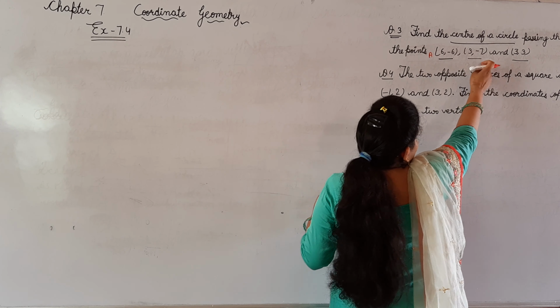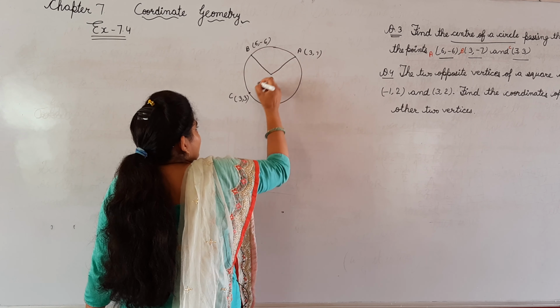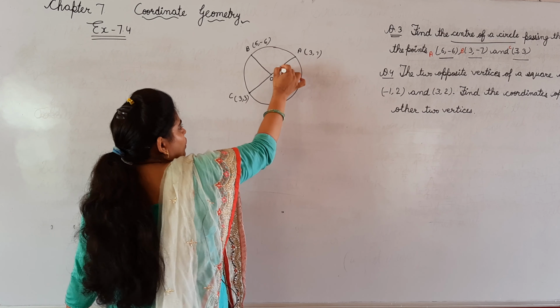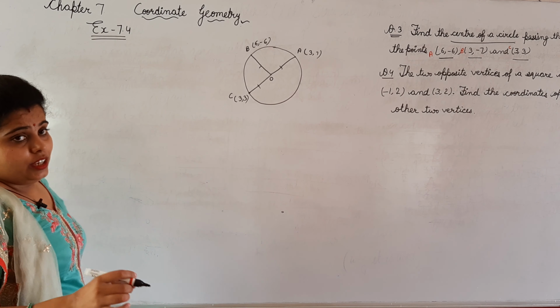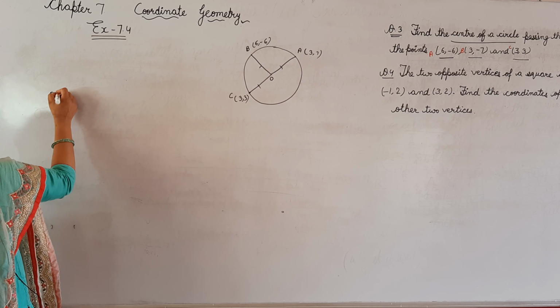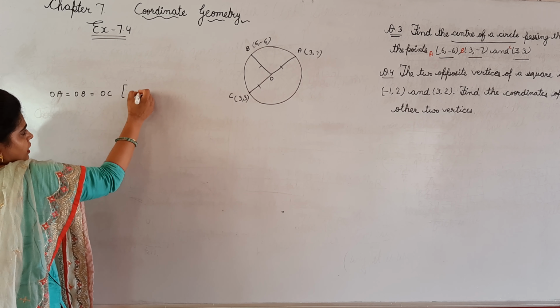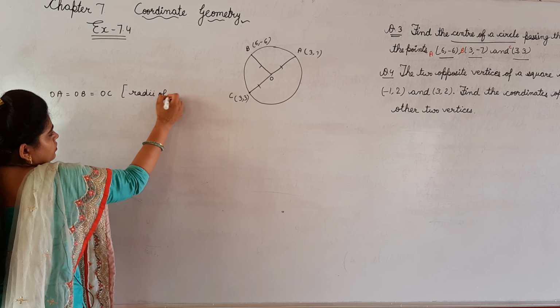Let it is point A, 3 minus 7, B, 6 minus 6, C, 3, 3. We are drawing a rough diagram. Then when we are joining these OA, OB and OC, we can see that OA, OB, OC are the radii of same circle, and these radii OA is equal to OB and it will equal to OC. Why? Radii of circle.